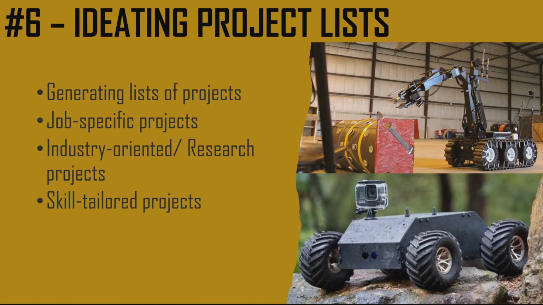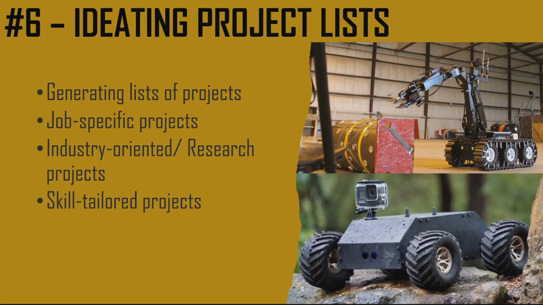Tip number 6 is that it can help you ideate project lists. So you can ask it to find the top robotics projects for beginners. You can ask it to find raw specific projects. You can ask it to find simple TensorFlow or PyTorch based projects. You can ask it to find projects in a particular industry or of a particular category, let's say mobile robots, and it could list you down 10 to 20 or more specific projects that you can just start using to learn robotics, computer vision, or machine learning.